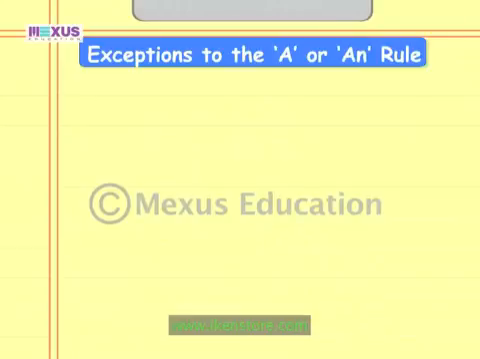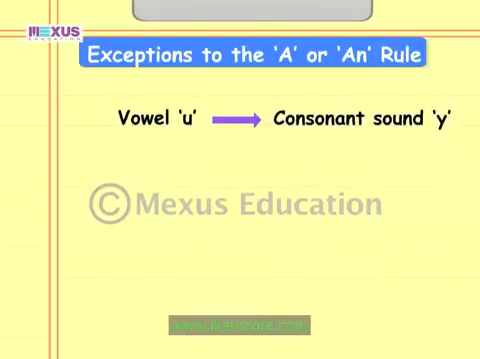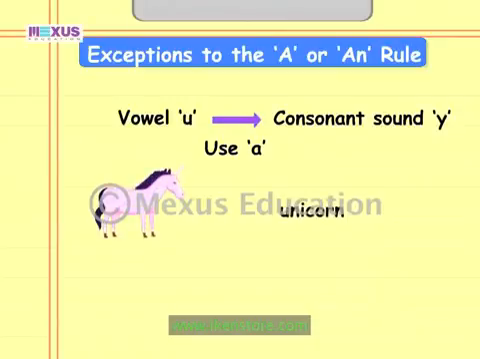We use this rule for some other words as well. Sometimes words that begin with the vowel U have the sound of a consonant y. We use a before such words. Let us take the example of the word unicorn. Here, the vowel U has a consonant sound, or the sound of the letter Y. We say yoo-nicorn. We use a before such words.